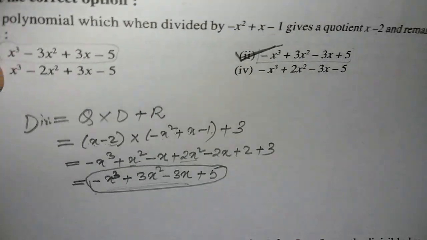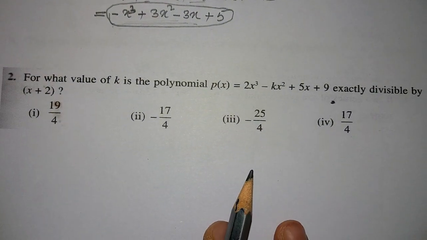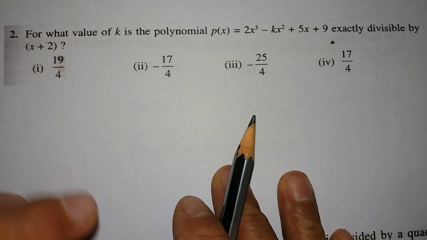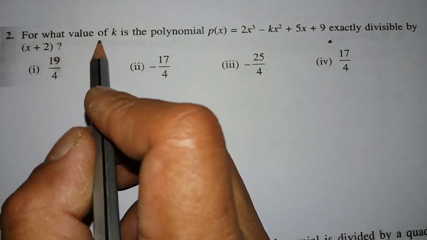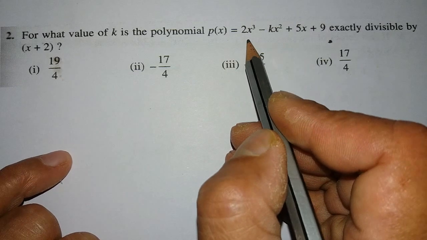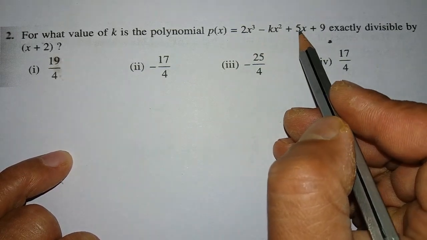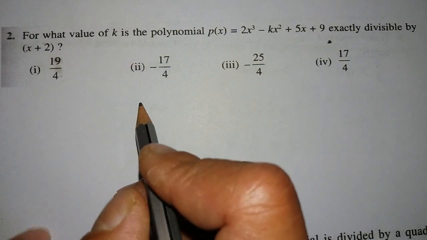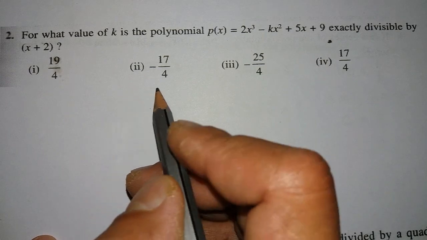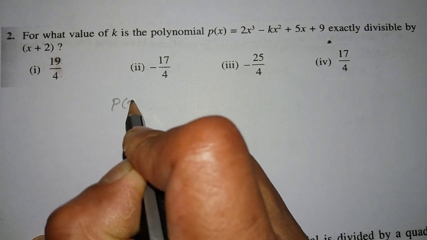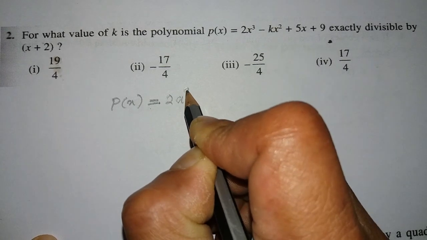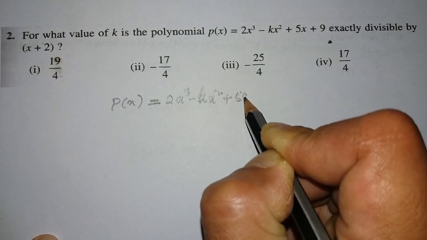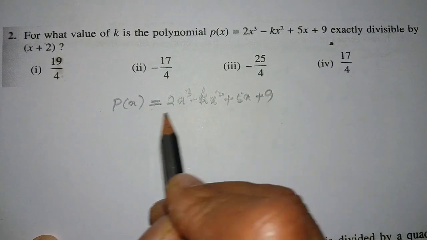Now let's move to the next question, question number 2. Okay, for what value of k is the polynomial p(x) equal to 2x cube minus kx square plus 5x plus 9 exactly divisible by x plus 2? Okay, now let us recall what we learned in class 9 also. Now the given polynomial is 2x cube minus kx square plus 5x plus 9.